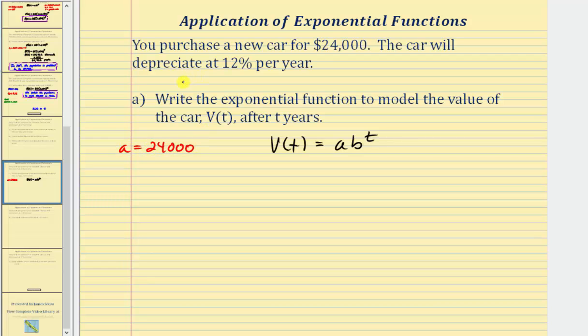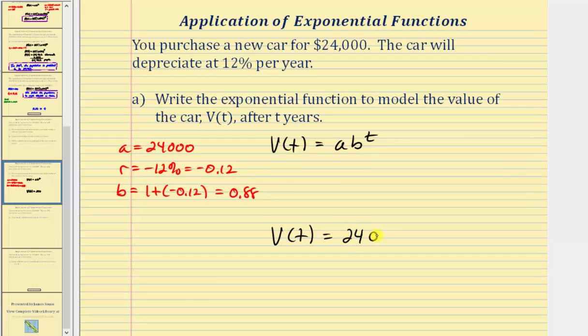Now the car is depreciating or losing 12% of its value each year, so r is actually going to be negative 12%, which equals negative 0.12, and therefore the base b, which is equal to 1 plus r, is going to be 1 plus negative 0.12, which is equal to 0.88, which means our function for the value of the car, v of t, is going to be equal to 24,000 times 0.88 raised to the power of t.